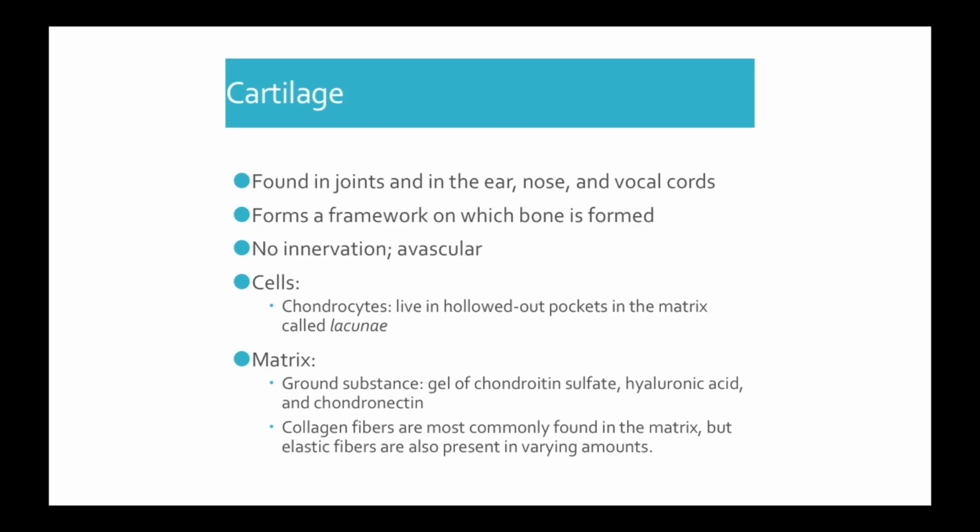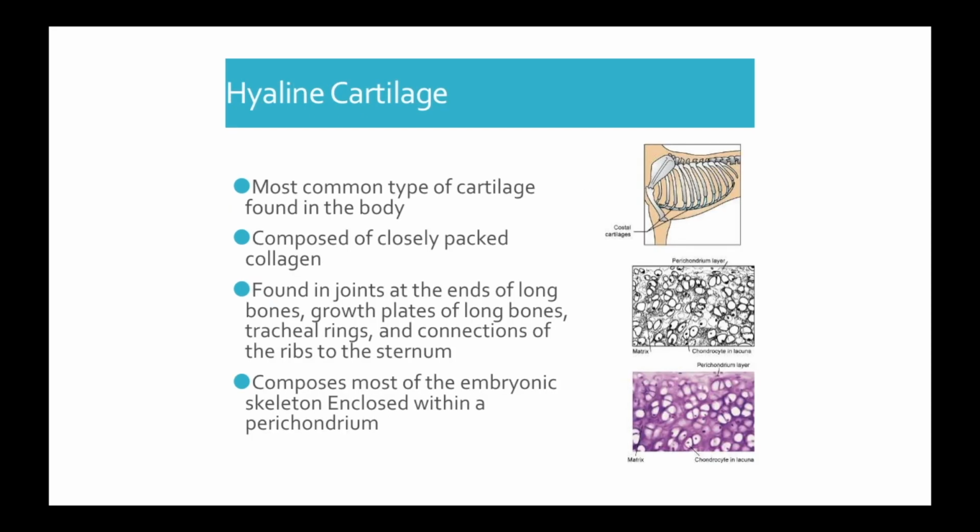Cells involved with cartilage are chondrocytes. Anytime you see chondro, we're talking about cartilage. And they live in the hollowed out pockets in the matrix of the cartilage called lacunae. The matrix has ground substance, which is gel of chondroitin sulfate, hyaluronic acid, and chondronectin. I always have to think about that before I say it. Collagen fibers are most commonly found in the matrix, but elastic fibers are also present in varying amounts.